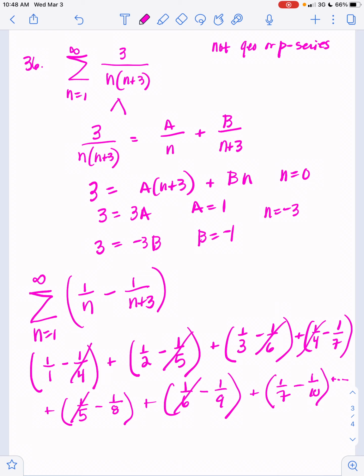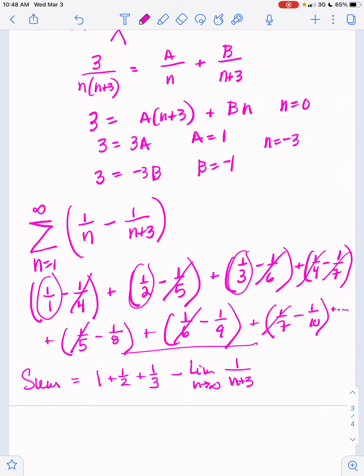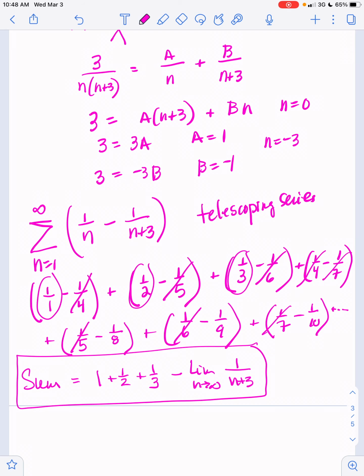And then I can now pretty much see where this is going. The 1/2, and the 1/3 will never cancel out. And they're not asking to find the sum, but if they were asking to find the sum, then I would say the sum is equal to 1 plus 1/2 plus 1/3 minus the limit as n approaches infinity of 1 over n plus 3. Okay, that's the sum. However, by telescoping definition, it converges.